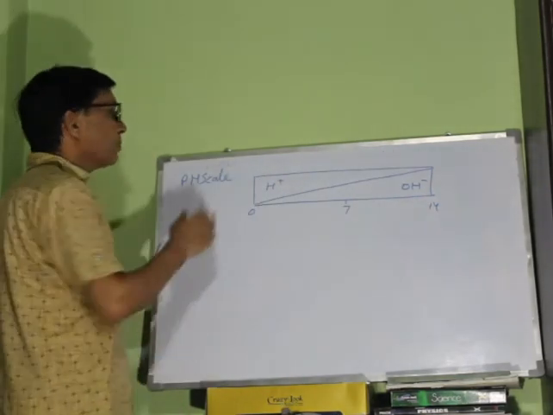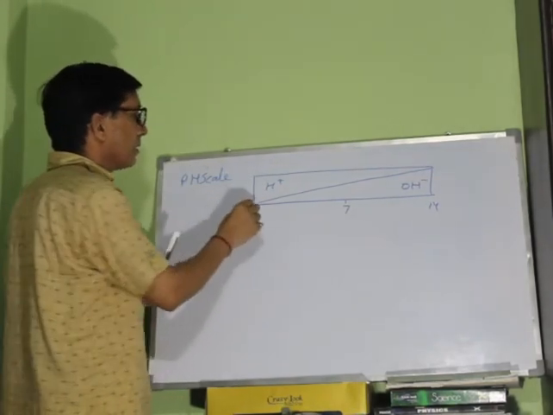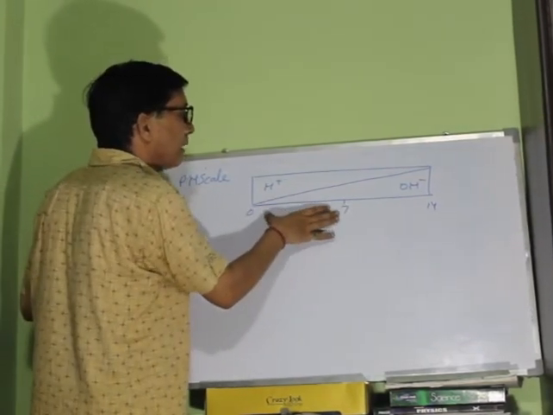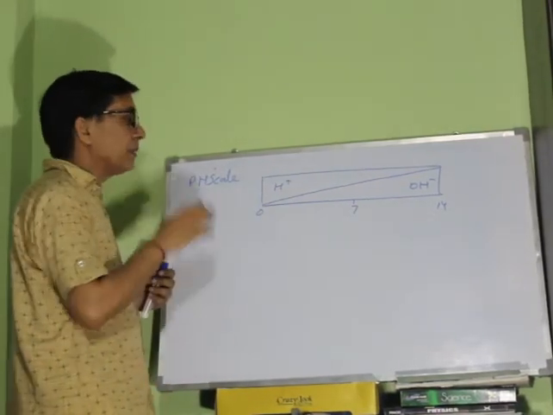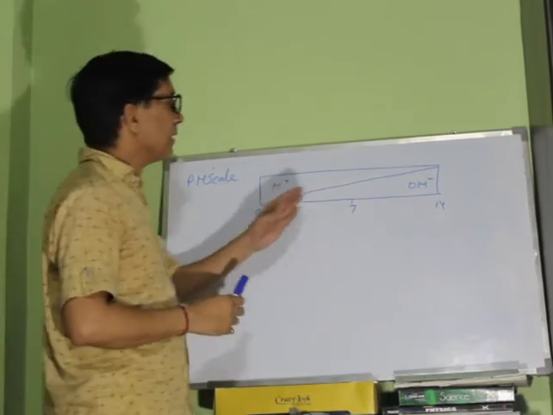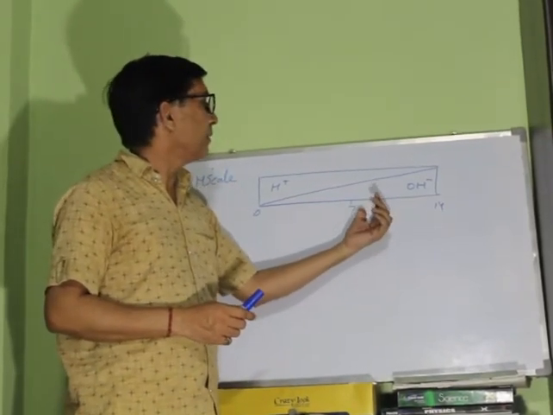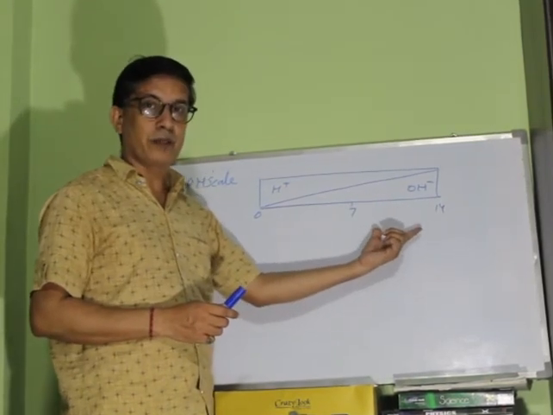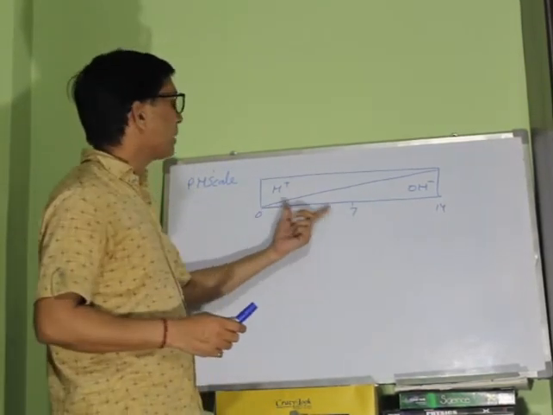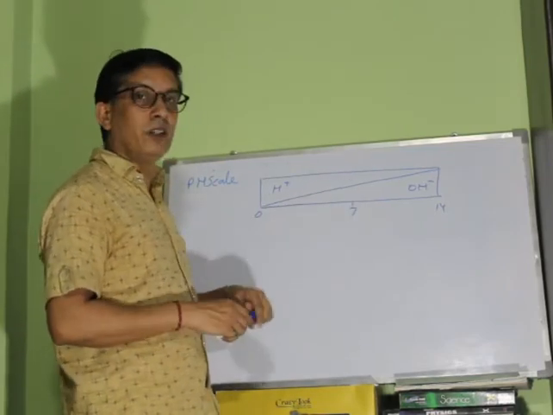Now those chemicals which have a pH between 0 and 7 are known as acidic. It means acidic nature is considered below 7, and basic nature is above 7 and up to 14. It means 7 to 14 is the range for basic substances, and 0 to 7 is the range for acidic substances. But 7 is the neutral point.